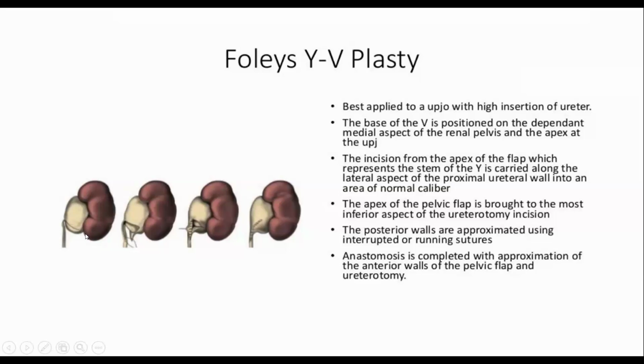Then a flap is created. The apex of this flap is sutured to the inferior aspect of the ureterotomy incision. The posterior and the anterior wall are then sutured. Antegrade DJ stenting or a retrograde DJ stenting can be done. In all these procedures, dismembered pyeloplasty can also be done.